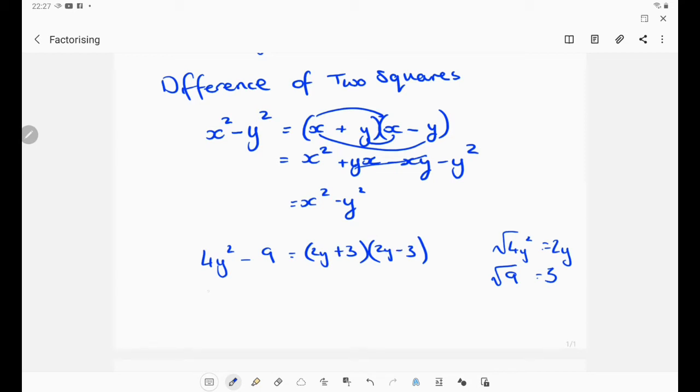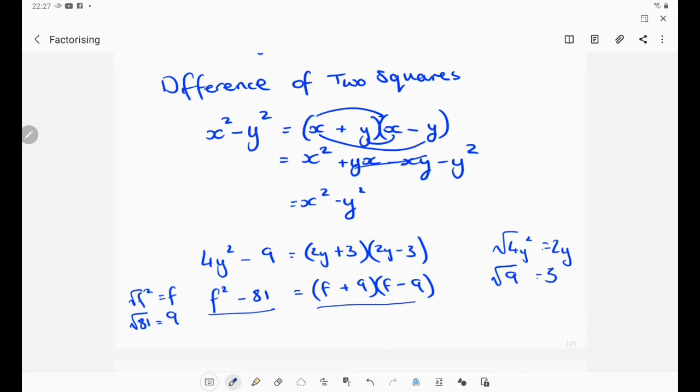Let's do another example. Let's have f squared take away 81, in some ways an easier example. So what is the square root of f squared? Well, that's just f. Fill in your bracket. What was the square root of 81? 9. Fill in your bracket, plus, minus. It is important that whatever's in front over here is in front in the brackets over here. Okay, the order is important there.